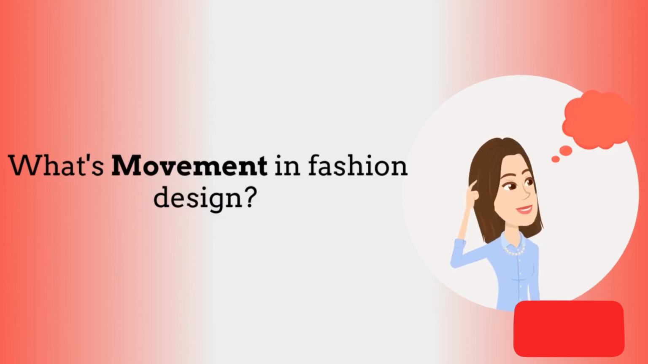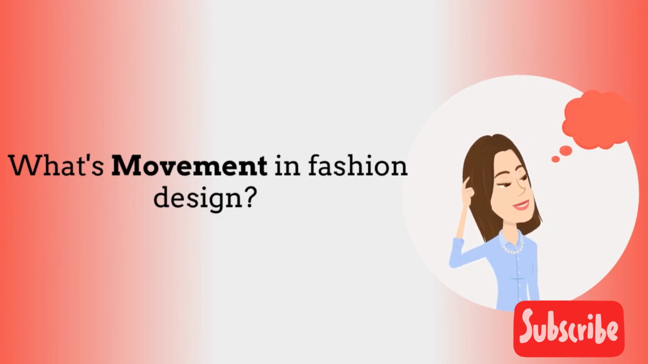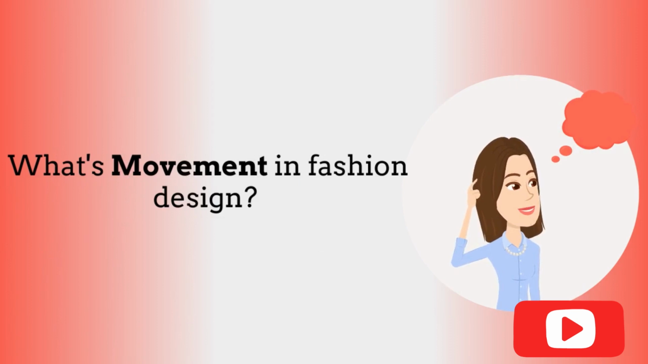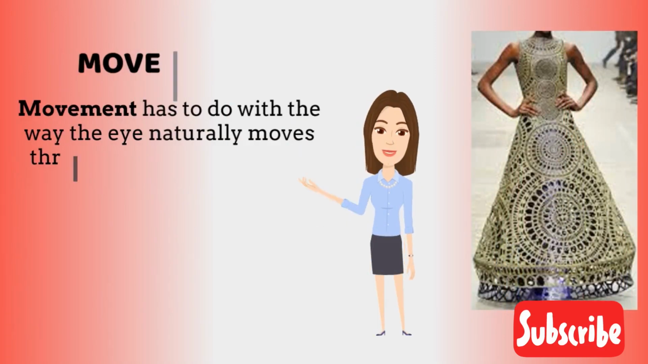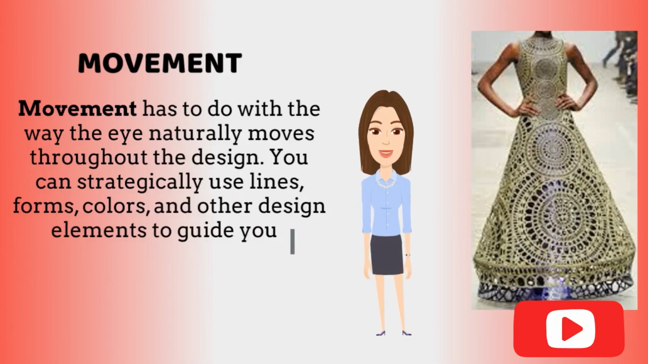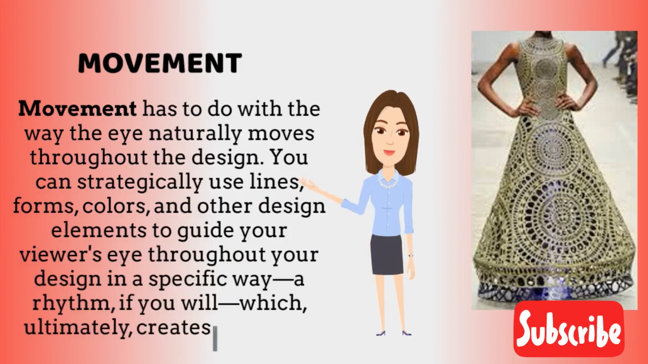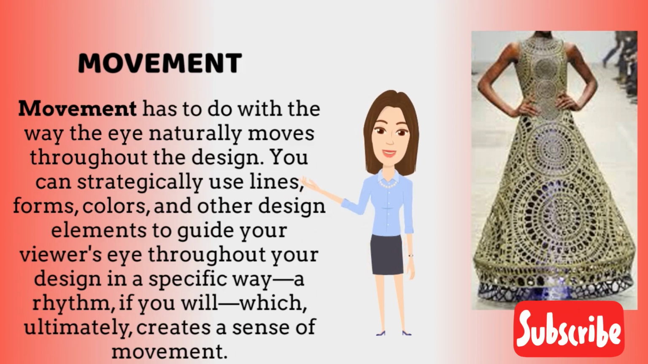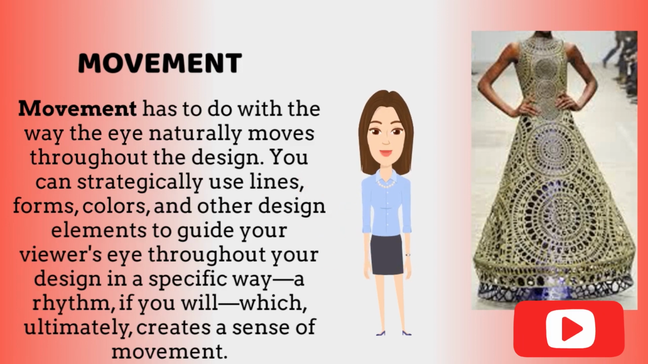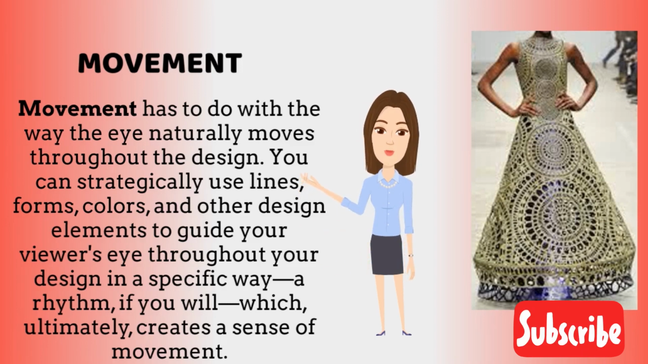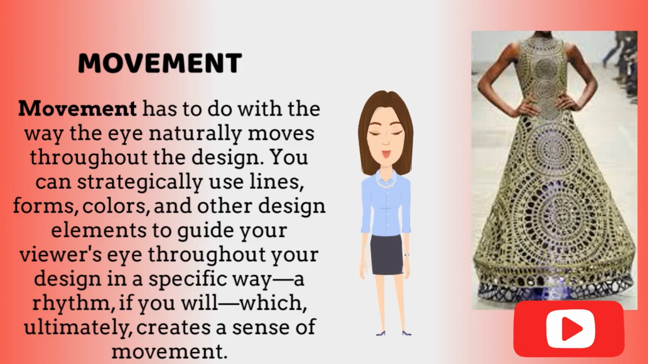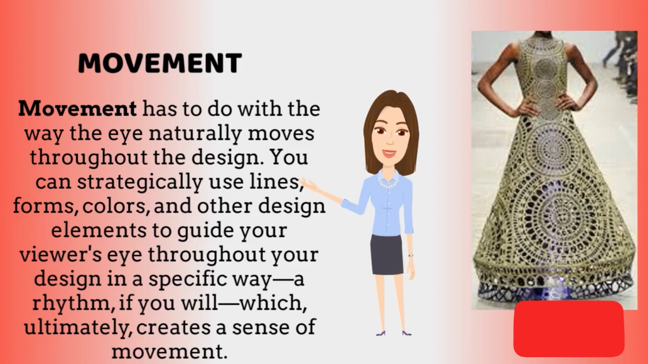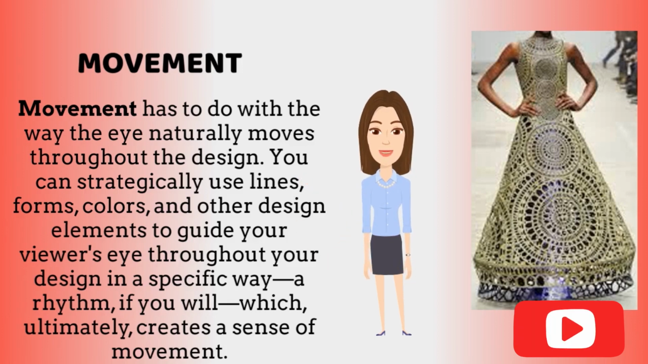What is movement in fashion design? Movement has to do with the way the eye naturally moves throughout the design. The eye moves from one feature on the body to another with the use of this principle. Further, a pattern or texture is created with the application of rhythm to the surface design of fabrics used in the construction of clothing items or products.